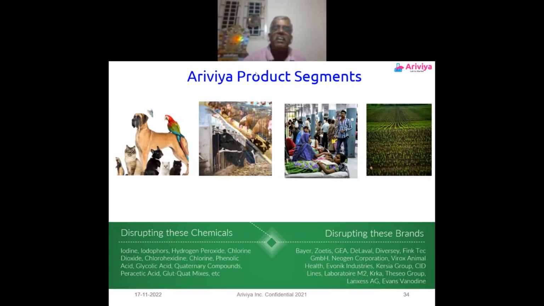Okay, so in Arivia we have four types of product segments. One is for pet animals, another is for poultry, another is for human health, and another is for agri. This is where we have concentrated. We are trying to reduce the chemicals in the market, whether it's possible. These chemicals are now occupying the market, so we are disrupting these chemicals and these brands, which are using these kinds of toxic chemicals right now.